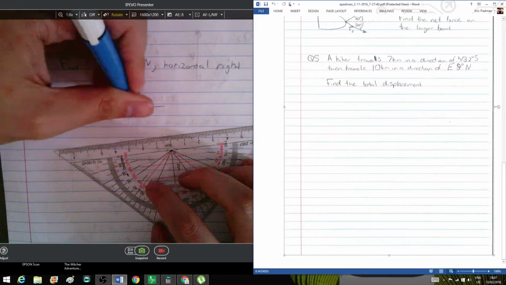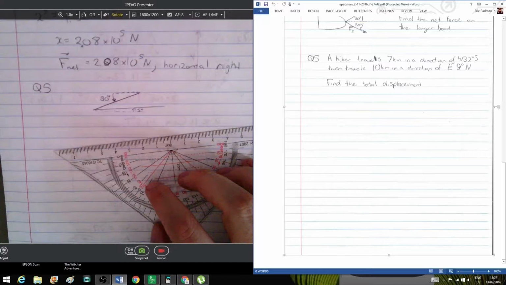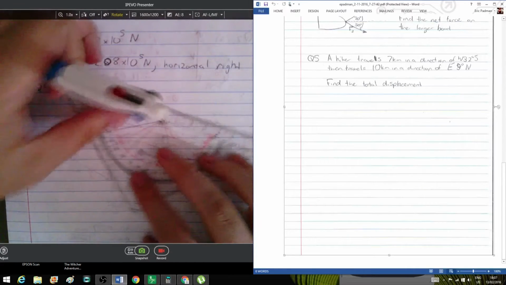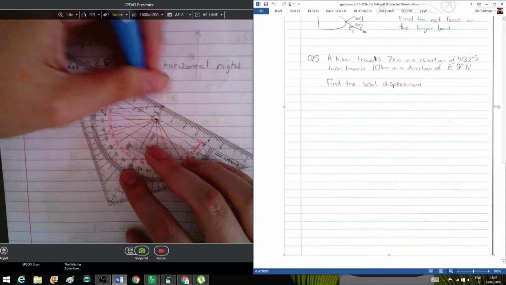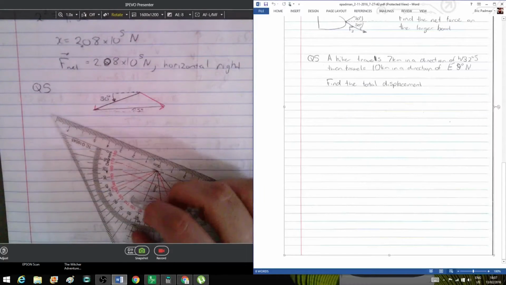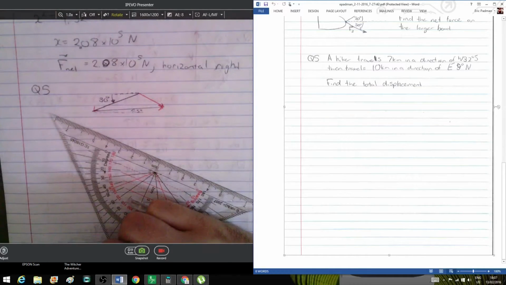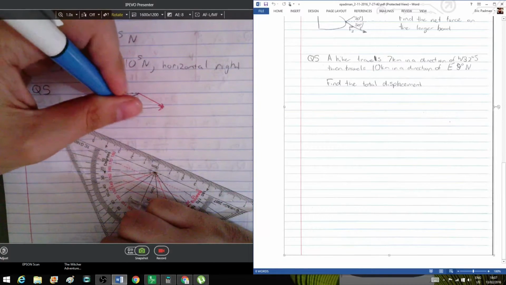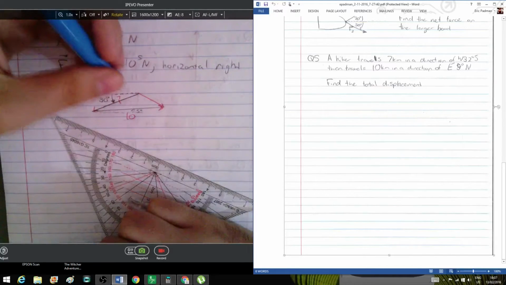East over here, that's 5 degrees. All right, find the total displacement. Okay, so we've gone that way, and we'll go that way, and now we go this way. All right, you might want to draw a diagram larger than that for this sort of question. I would recommend that. Okay, so 7 and this is 10 kilometers.